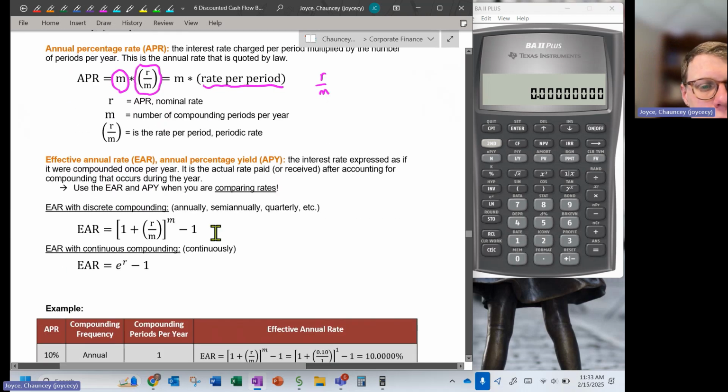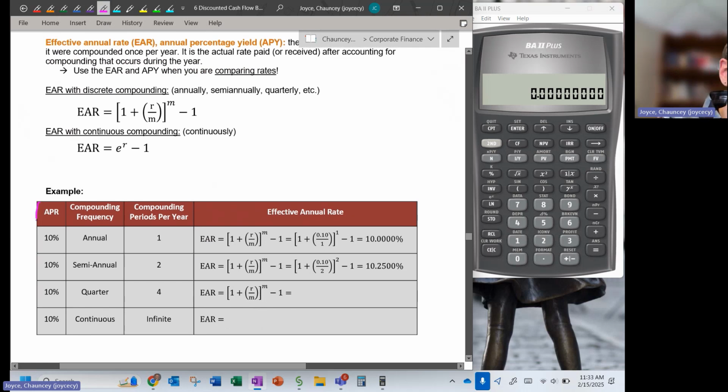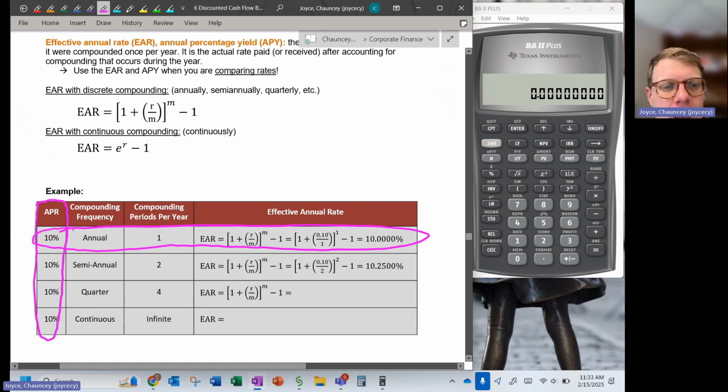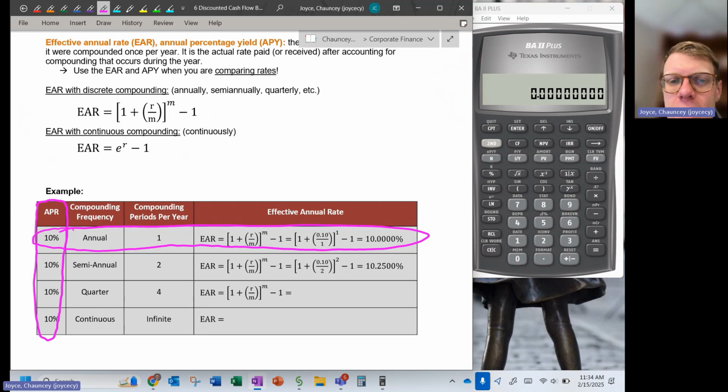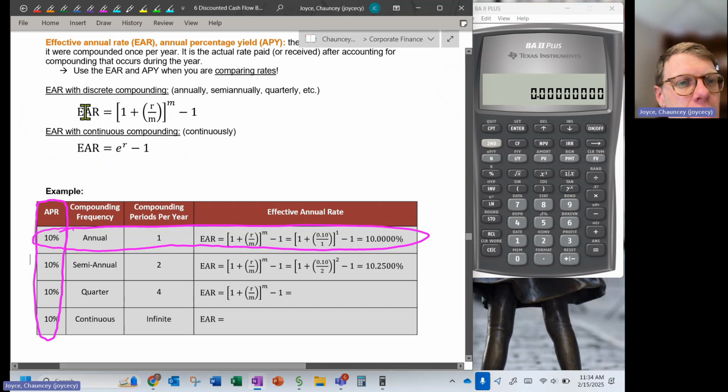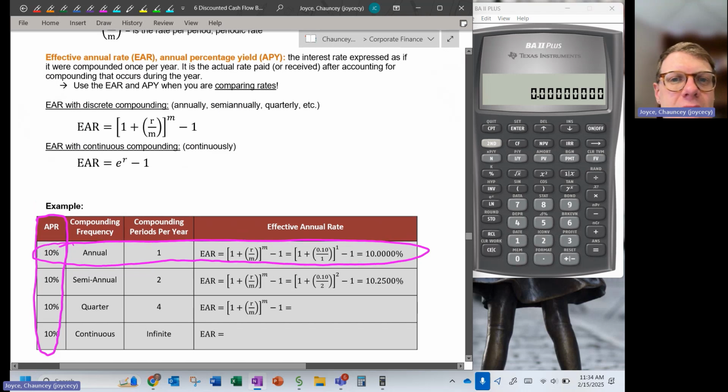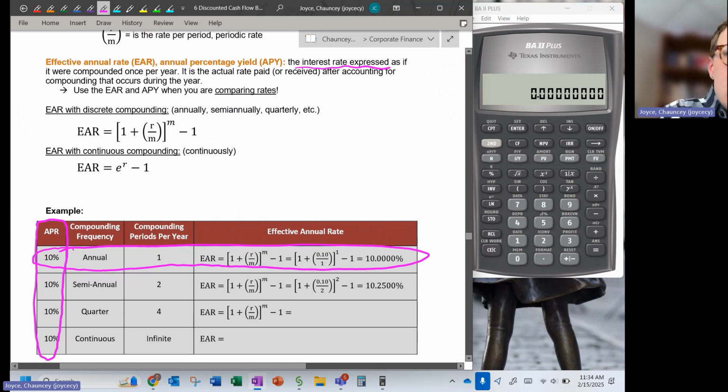Let's take a look, and we will use some examples here with an APR of 10%. So all of these scenarios have an APR of 10%. If the APR is 10% and there's annual compounding, your effective rate is going to be the same thing. However, if you're compounding more frequently at 1/2 the rate, the effective rate will increase. So the math for an EAR, or an effective annual yield, or an annual percentage yield, is the interest rate expressed as if there was only one compounding per year. It's the actual rate paid or received after accounting for the compounding.